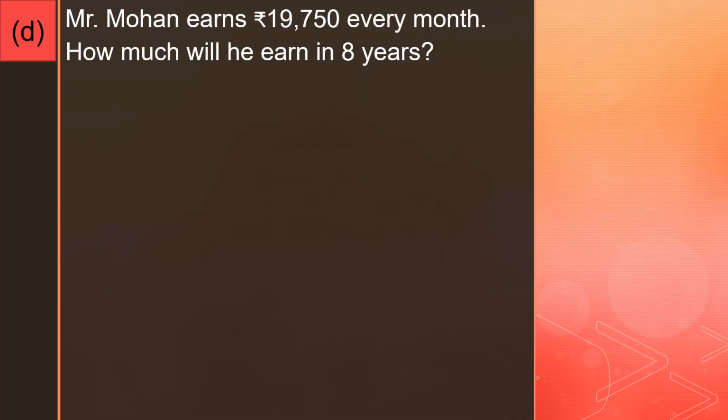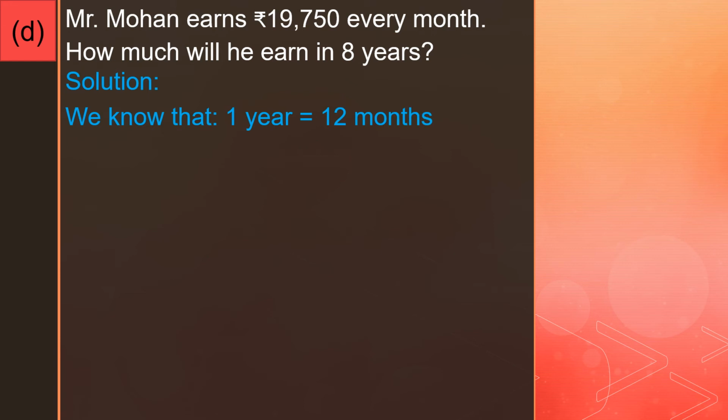Next is question number D. Mr. Mohan earns rupees 19,750 every month. How much will he earn in 8 years? What we have to do in this question? Multiplication or division? See, the amount is given in month and find the amount in years. That means less is given and find out more. So we have to do multiplication. Read the question carefully. Month and years both are given. So first we will convert years into months. How? Let's see. We know that 1 year is equal to 12 months. So 8 years is equal to 8 multiplied by 12 months, which is equal to 96 months.